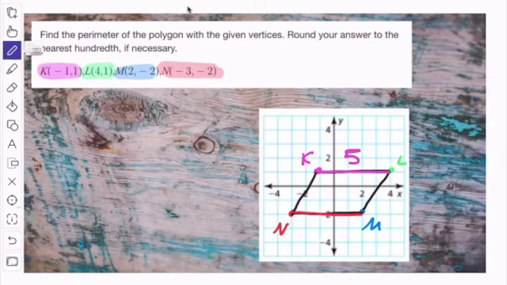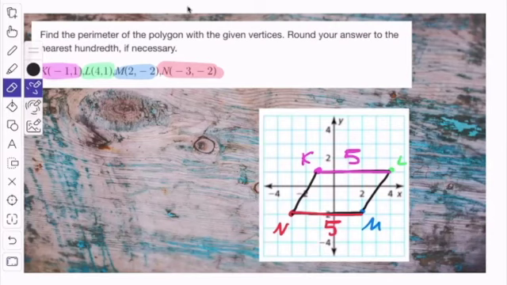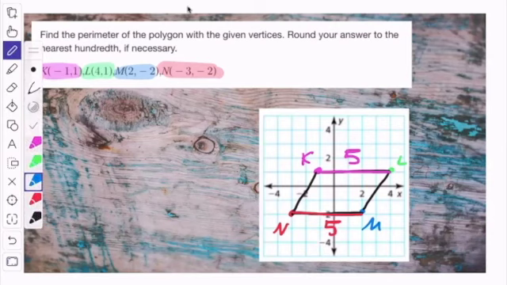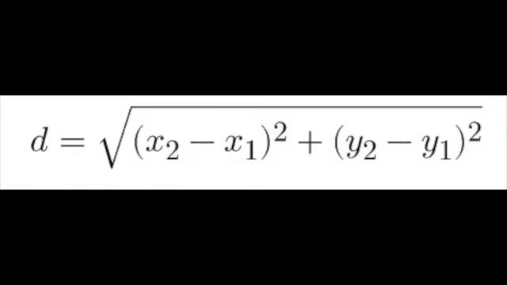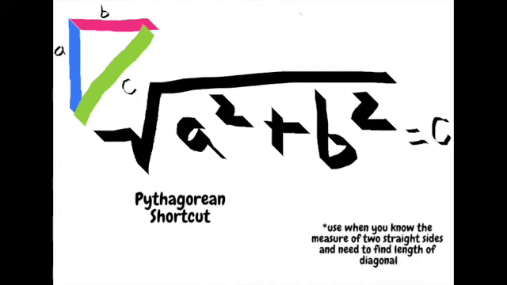Anyway, I'm going to count my straight sides. That's the easy part. I'm going to count the units, remember, and find that that is 5 units on those straight sides. But then the tricky part is going to be to find the distance of these diagonal sides. I could, if I wanted to, use the big old ugly distance formula. Or I could say, you know what, life's too short. I want to use that Pythagorean shortcut.